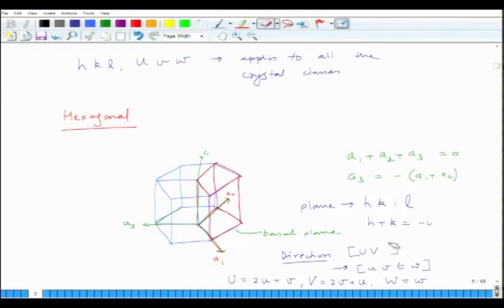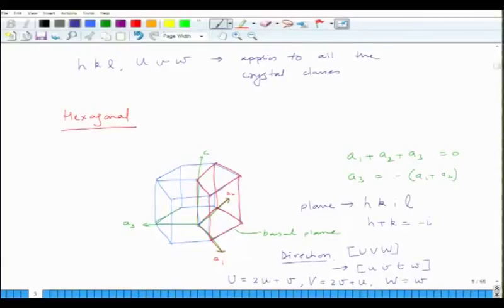So, I am not going to get into the derivation of this. This derivation you can find in many texts. It is a very simple vectorial derivation. So, you can see that U, V, W. So, the plane HKL can be represented as HKIL.